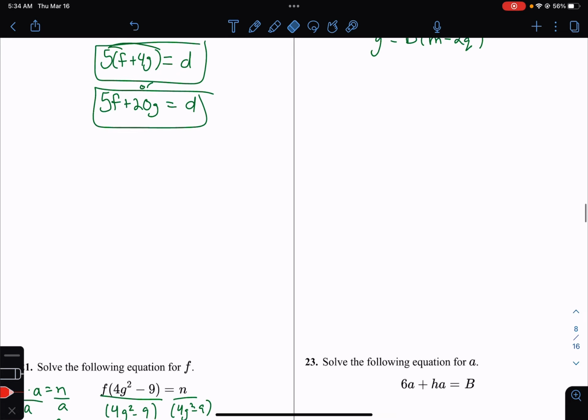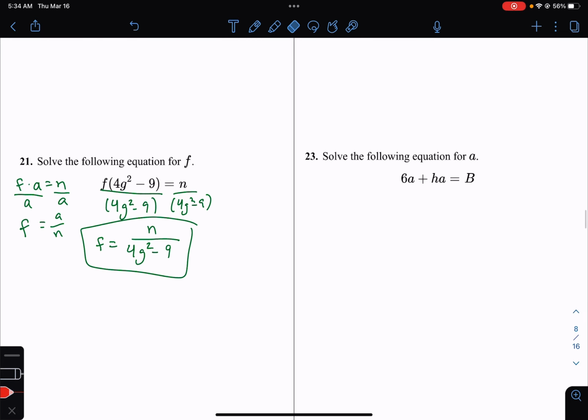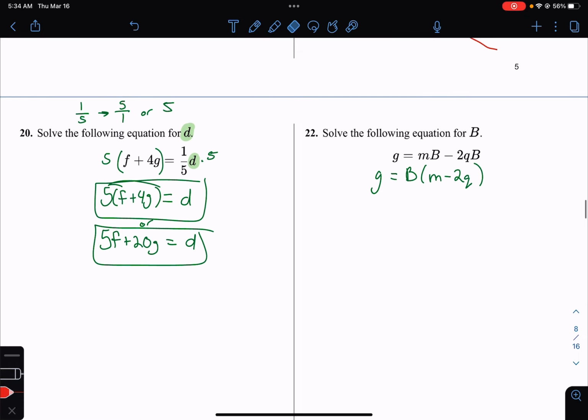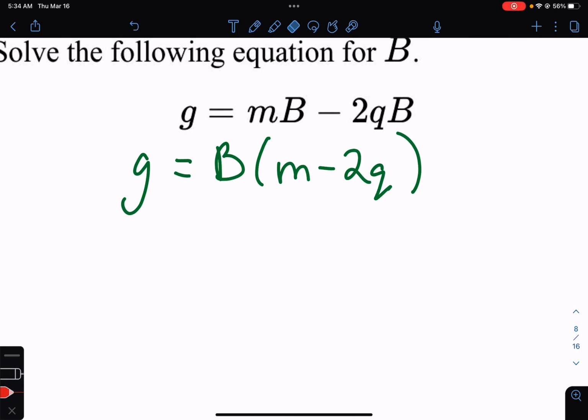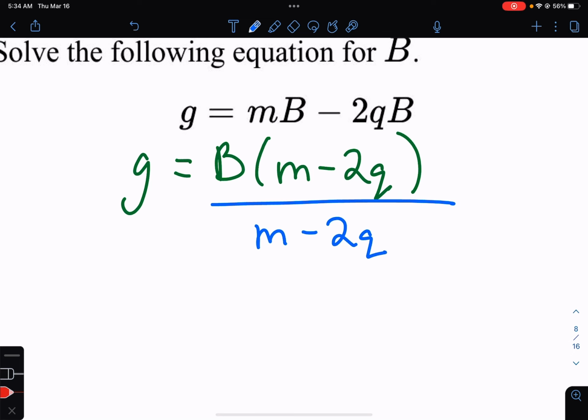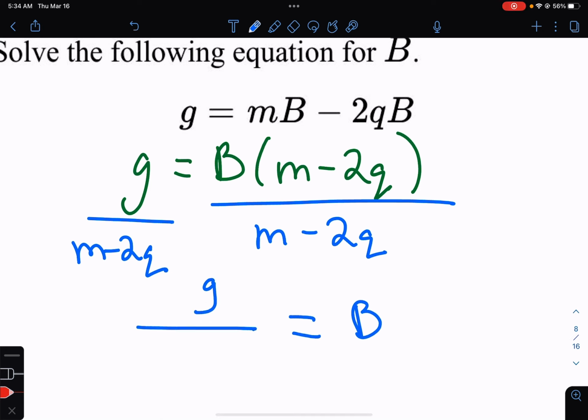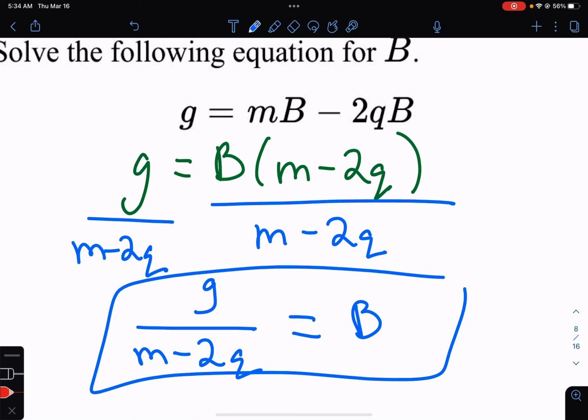Now you can see that this problem looks very similar to number 21, right? It's a variable times a quantity, and we're trying to get that particular variable by itself. So all I have to do here is divide both sides by m minus 2q. All right, so we have b equals g divided by m minus 2q. And that would be our answer here.